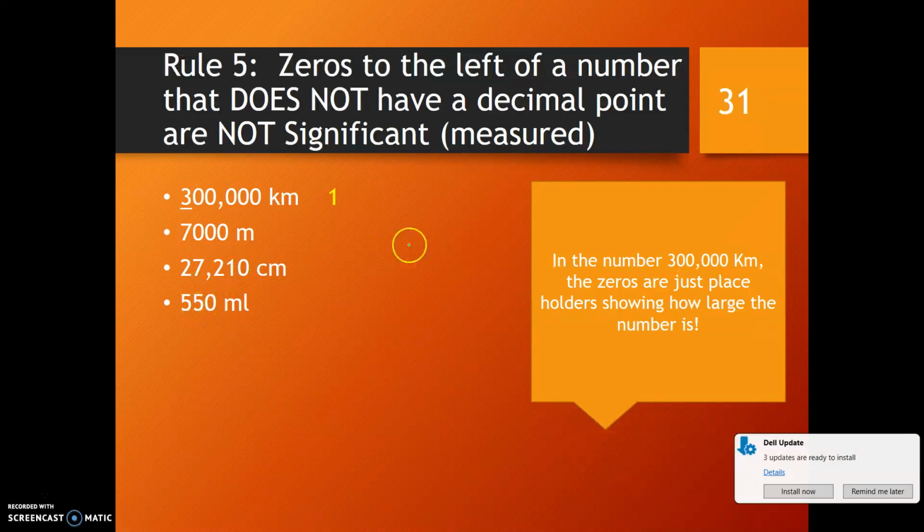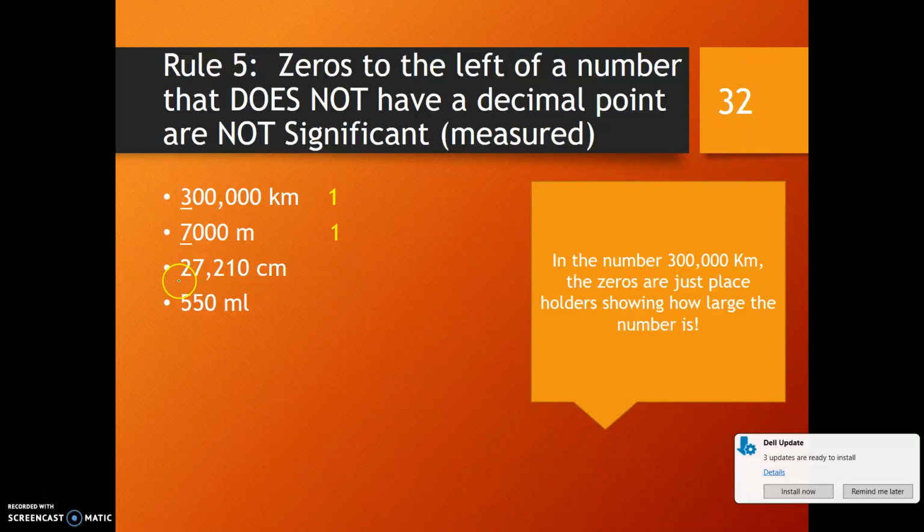Now, here's a what if that students often ask. What if this number was 300,000.0? Then, of course, it has a decimal and it would count, and we'll talk about that in just a minute. In the number 7,000 meters, this 7 would count as measured, but these would not count as measured, so they would not be considered significant. So you guessed it, 7,000 would have 1 significant figure.